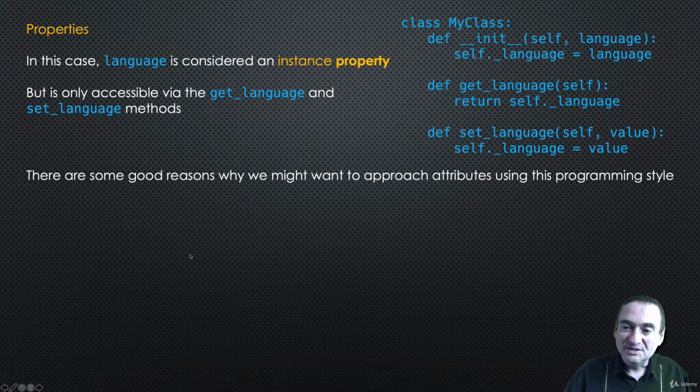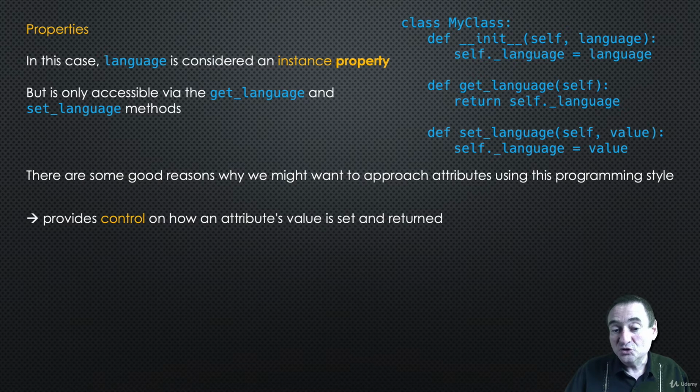So there are good reasons why we might want to use these methods to access and set the attribute. And that's because it provides us control over how the value is set and returned. And we'll see lots of examples of that. But one of the things, for example, is that when you call setLanguage, we might be able to validate which value you're passing in and say, well, if you're not passing in one of these 15 languages, I'm not going to accept the value that you're passing in. Maybe I'll raise an exception. Or if you try to do a get, let's say, maybe it's a computed property. And we'll see those again in detail.